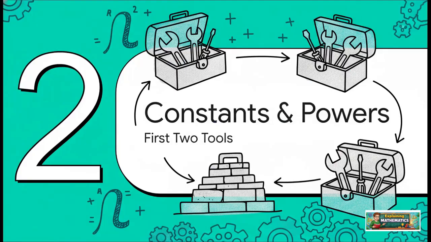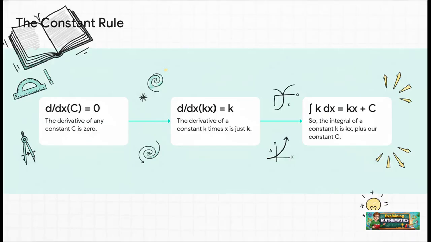All right, it's time to add the first two tools to our new toolkit. These are the absolute basics, the bedrock for everything else we're going to do. Let's start with the simplest thing imaginable, the integral of a constant, which we'll call k. We know from derivatives that if you have a function like kx, its derivative is just k. So if we work backwards, it just makes sense that the integral of k has to be kx. And of course, we tack on our plus C. And just like that, our first rule is in the bag.